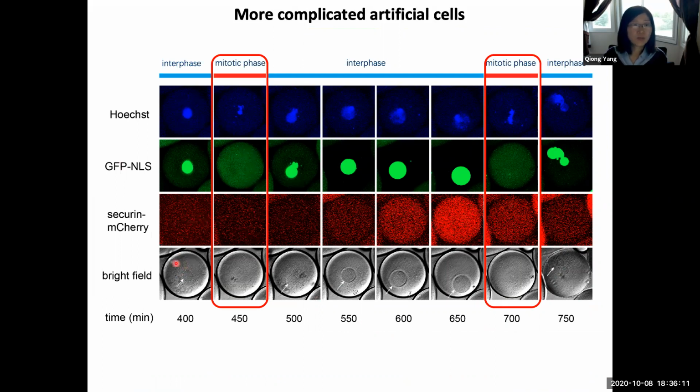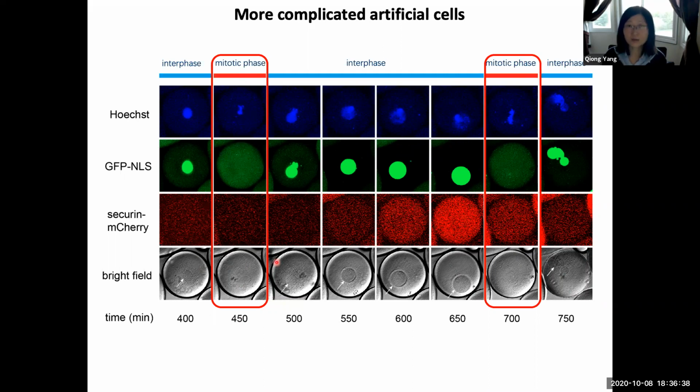At the bottom is bright field, and here is, again, the cell cycle reporter. On the top are the two mitotic events. I highlighted the mitotic phase, and there are two cycles I'm showing. I hope you can see that at the mitotic phase there are correlated events, where when the nuclear envelope breaks down, the chromosomes condense.